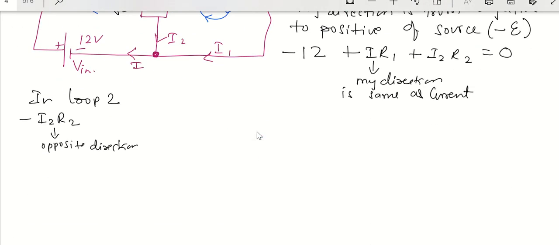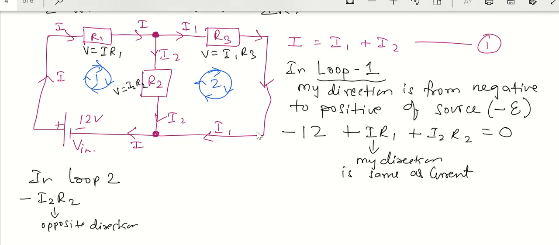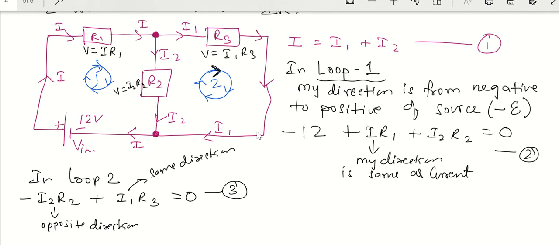Okay. Now come to the next one. So next one is this. My direction and the current direction both are same here. So which means I have to put here plus I1 R3. Why? Because same direction. You see here? So this is my direction and this is the current direction. Both are same in the same side. So I have to take positive and then I put 0. Now this becomes my equation 2. This becomes my equation 3.